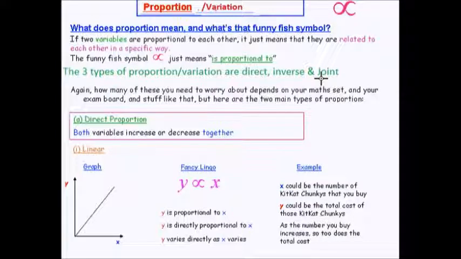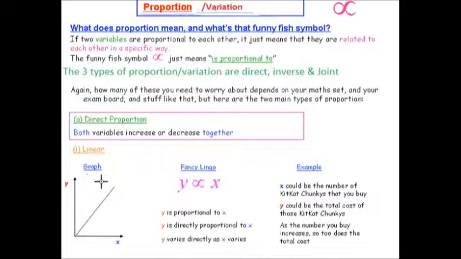This is going to be a tutorial on proportion, better known as variation. Depending on which part of the world you're staying in, some places call it proportion, some places call it variation. Basically, there are three types of proportion or variation, and these are direct, inverse, and joint.